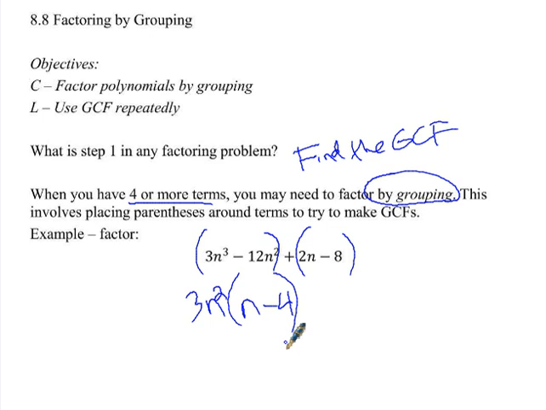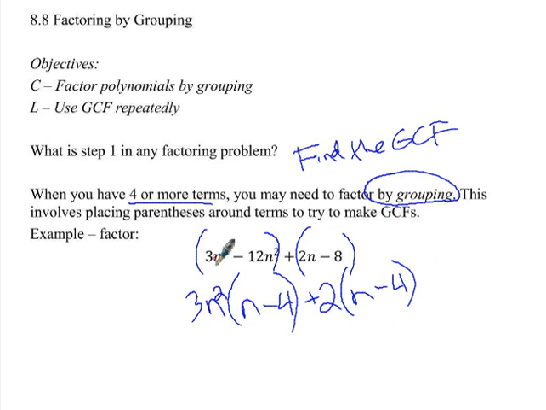Now the second one, I'm going to pull out a GCF. So I have a plus sign sitting here, and I'm saying the GCF is 2, so I'm going to write plus 2, and then parentheses, n minus 4. And this is where factoring by grouping gets kind of interesting, or fun, or tricky, or hard, or however you want to look at it. What we have here basically is two terms. I have a term here, and I have a term here.